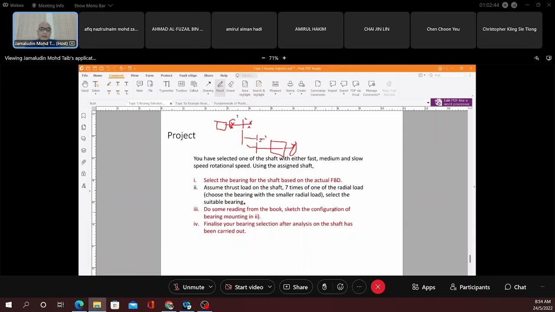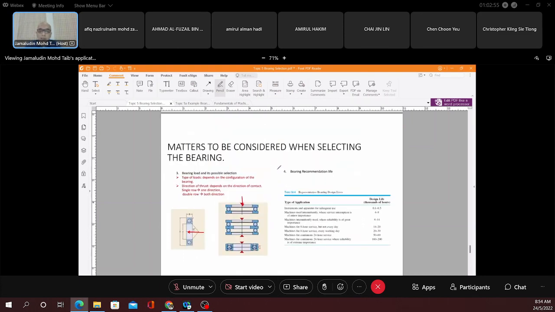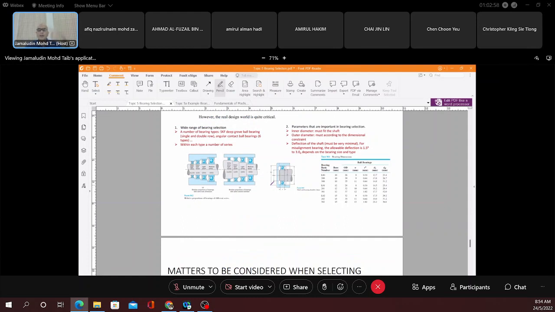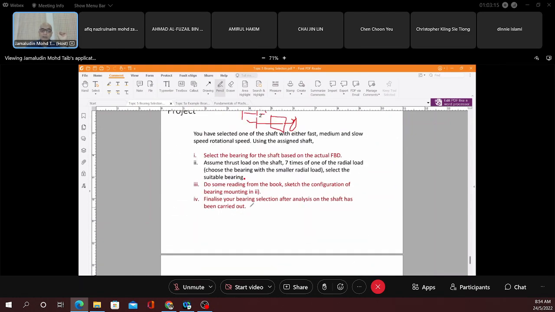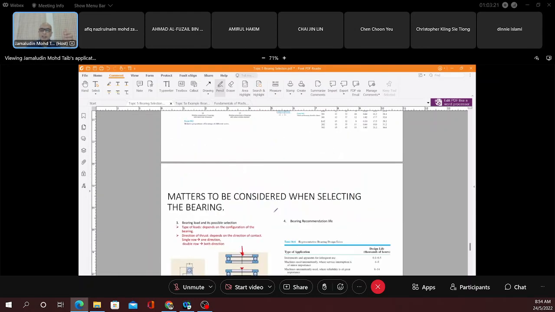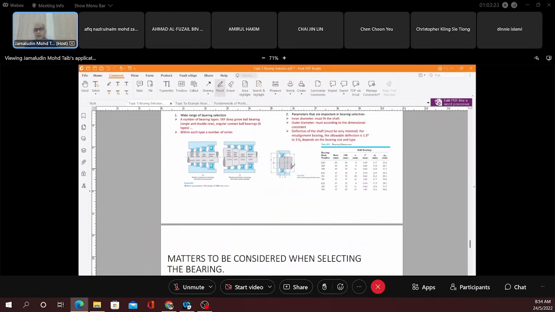Do some reading on the configuration. Finalize your bearing selection after the shaft analysis has been carried out. I do not cover the shaft in the project, so you finalize based on this. Double check which bearing, because you have 6 solutions for radial and thrust, and 9 solutions for radial only. Choose the right bearing. Iterate whether you want to increase the shaft size or choose a larger bearing. It's up to you; that will be the interaction with the shaft. Or the other way, do the bearing based on the suggestion, then check the shaft is safe. That is fine.